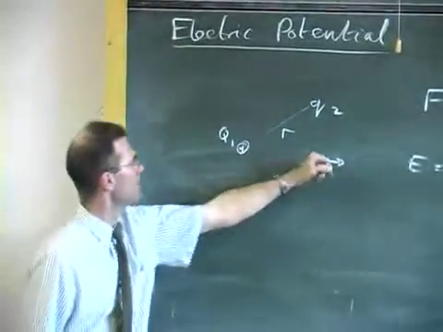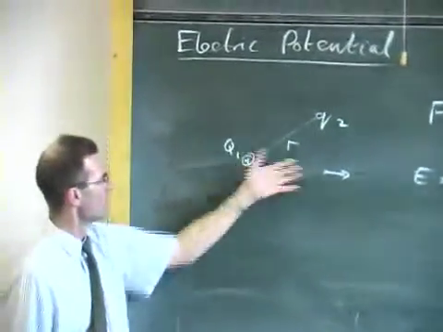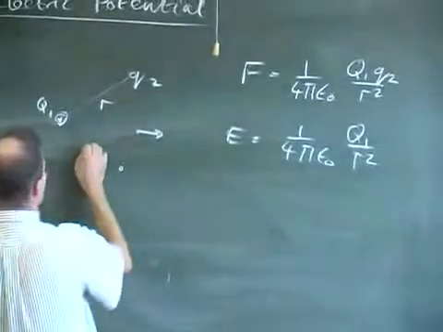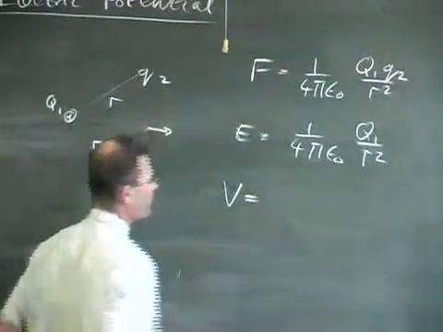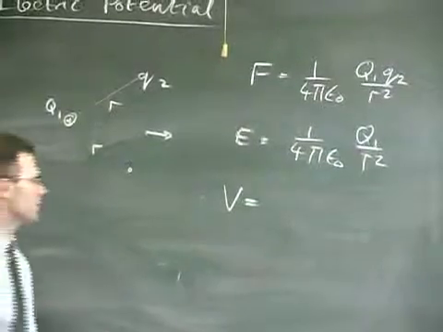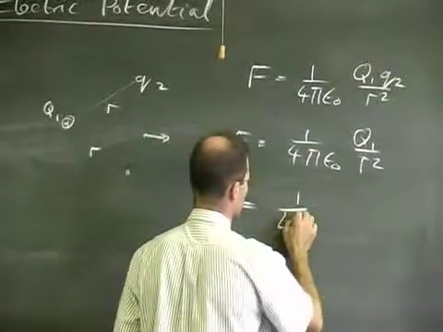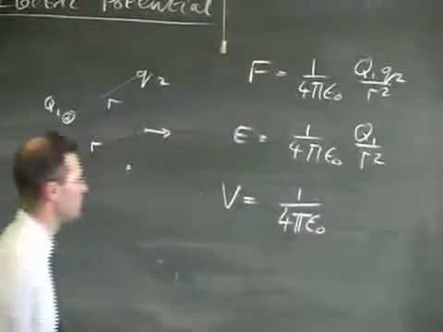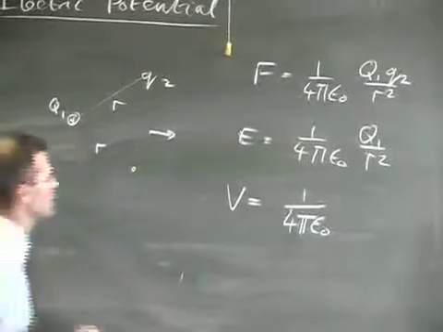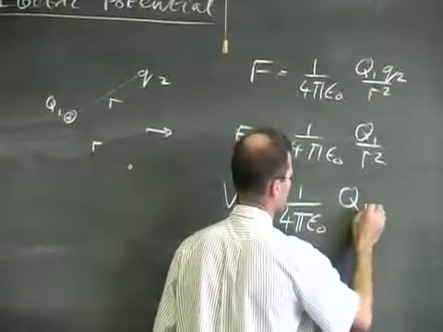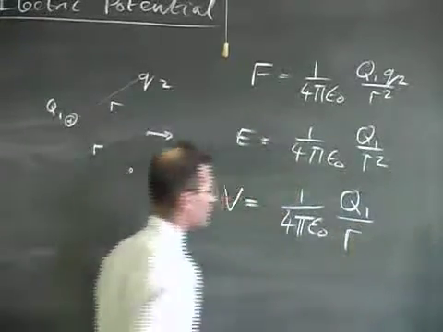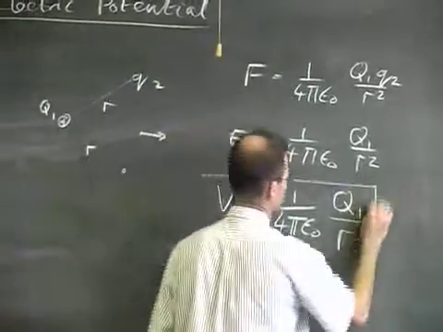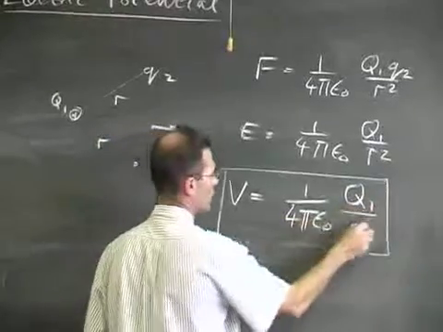So at any particular point here, there must be some potential which can then translate into potential energy. At a point R away, the potential has an equation, and the equation for potential is slightly different. It's still that same constant, 1 over 4 pi epsilon naught, where epsilon naught is the permittivity of free space. It certainly depends on the charge that you've got there, Q1, and then you divide it by the distance you are. So for potential, it's just 1 over 4 pi epsilon naught Q1 over R.